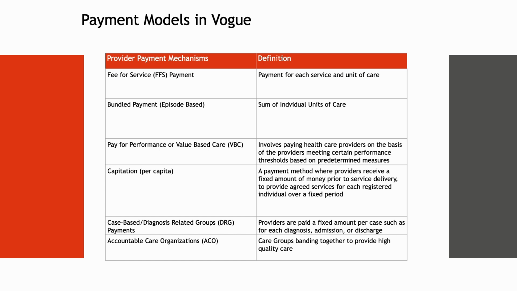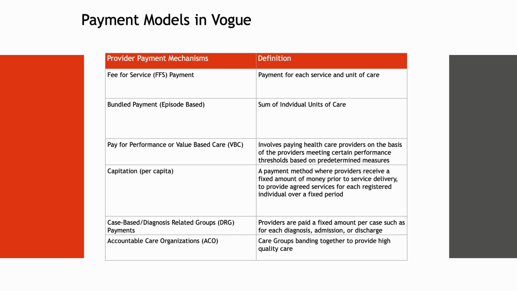The first is the most common, fee-for-service, FFS. Here, the payment is made for each service and for each unit of care. It is based on individual encounters and continues to be the most dominant and common mode.